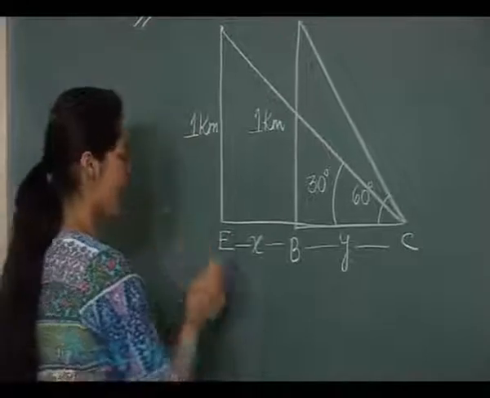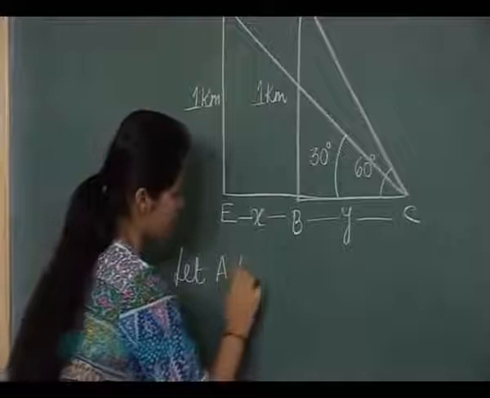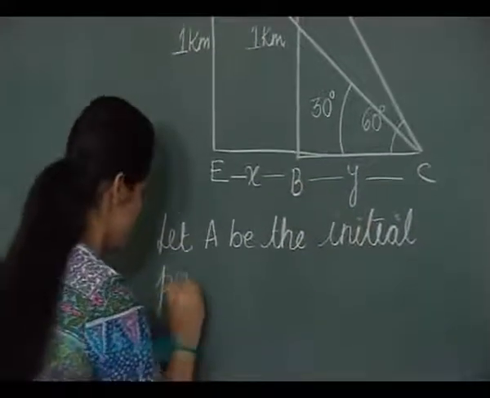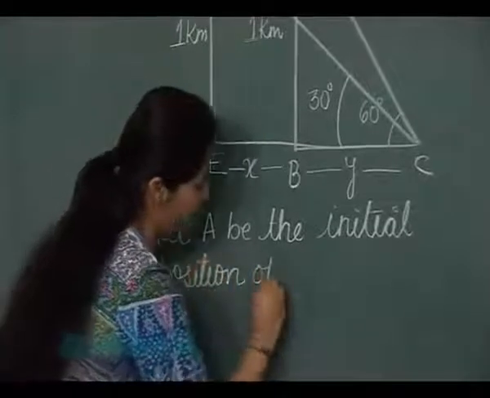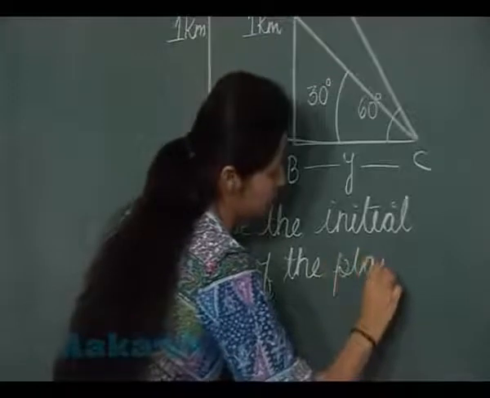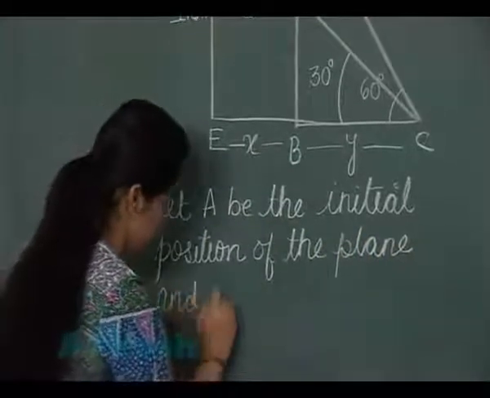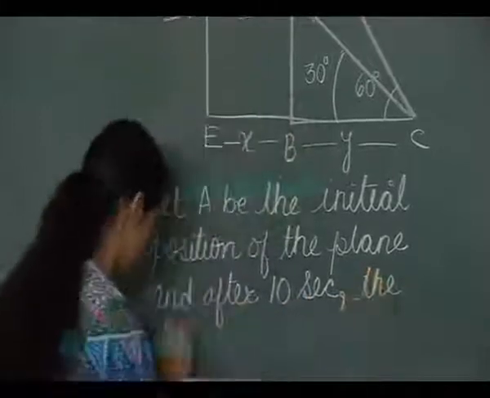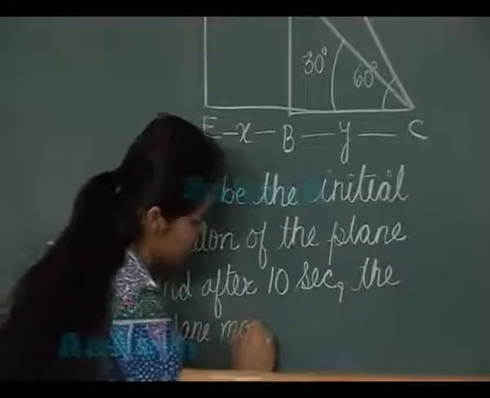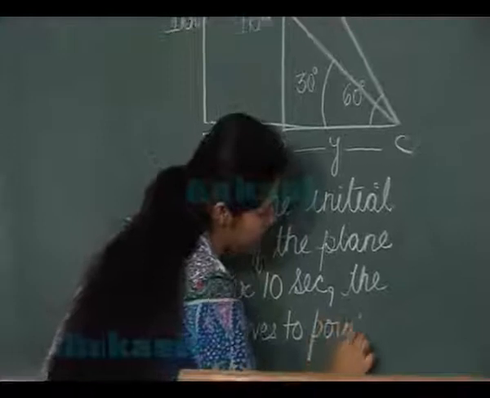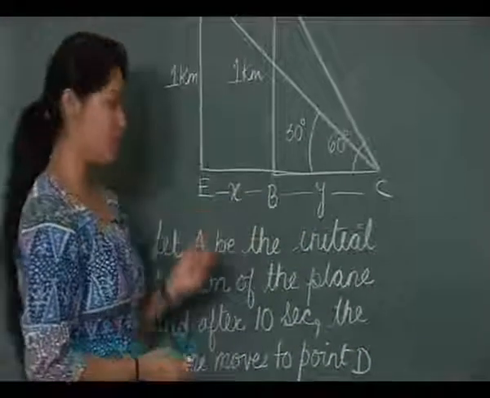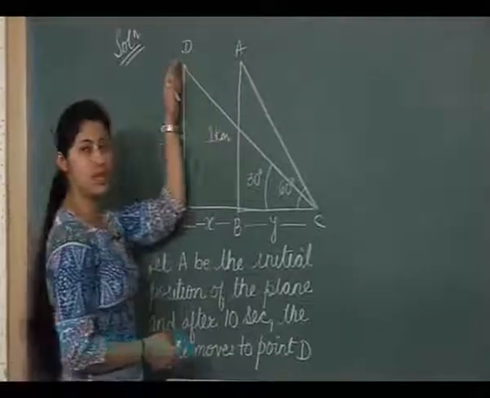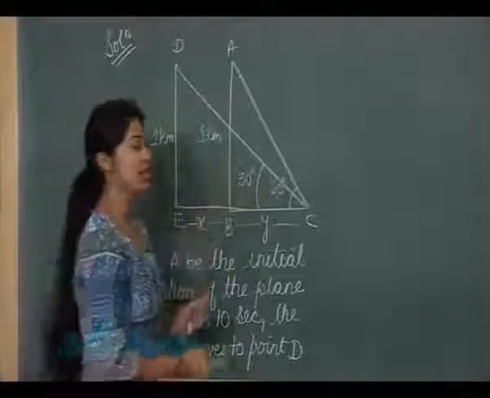Now we'll start with the solution that let A be the initial position of the plane and after 10 seconds the plane moves to point D. So here we have supposed that let A be the initial position of the plane and after 10 seconds the plane has moved to point D. Now first we will consider this triangle ABC.